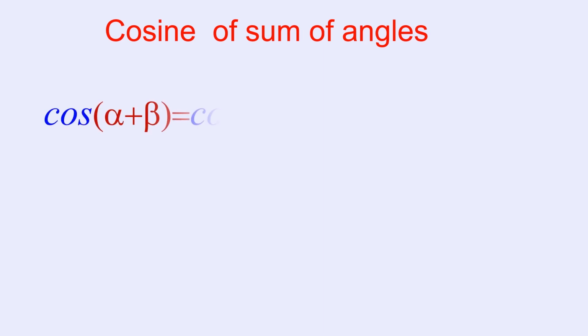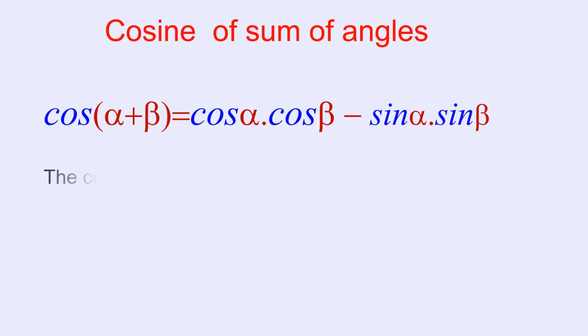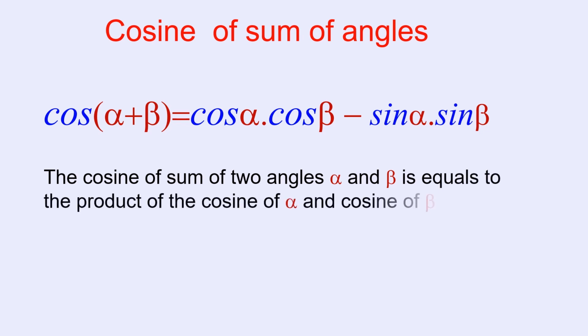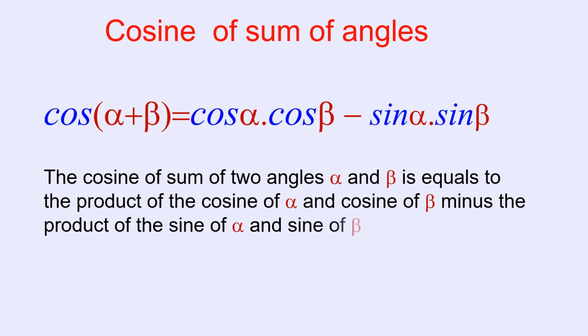The cosine of sum of angles. Cos alpha plus beta is equal to cos alpha into cos beta minus sine alpha into sine beta. That is again, the cosine of sum of two angles, alpha and beta, is equal to the product of the cosine of alpha and cosine of beta minus the product of the sine of alpha and sine of beta.